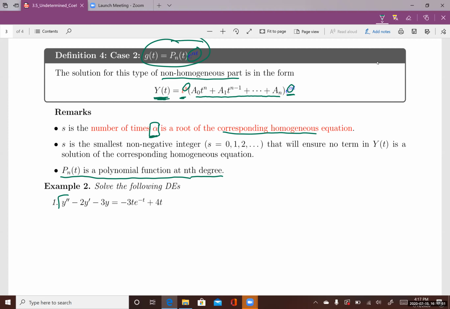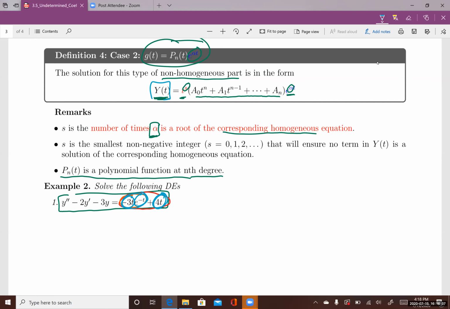In this case, we have a differential equation, second order with constant coefficients, and keep in mind that the function g of t has two parts. One is a polynomial function multiplied by an exponential function. And another is just a polynomial function. So that means when we try to find big Y of t, we need to find two different functions, one corresponding to this function, and another one corresponding to this function.